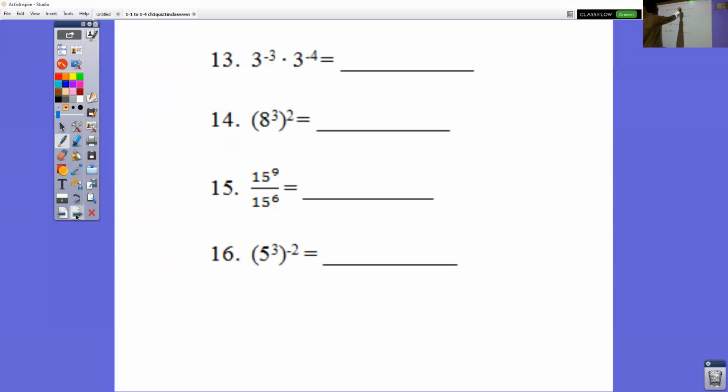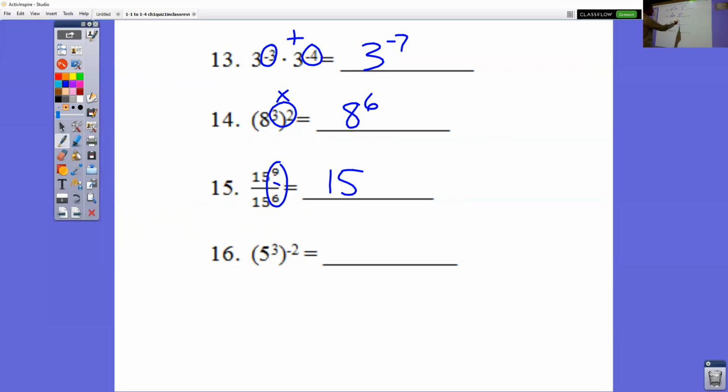In number 13, this is a multiplying question. We keep the base the same. We add the exponents. -3 plus -4 is -7. In number 14, it's a power to a power question. We keep the base the same. We multiply the exponents. 3 times 2 is 6. In number 15, it's a dividing question. We keep the base the same. We subtract the exponents. 9 minus 6 is 3. And in number 16, it's a power to a power question. We keep the base the same. We multiply the exponents. 3 times -2 is -6.